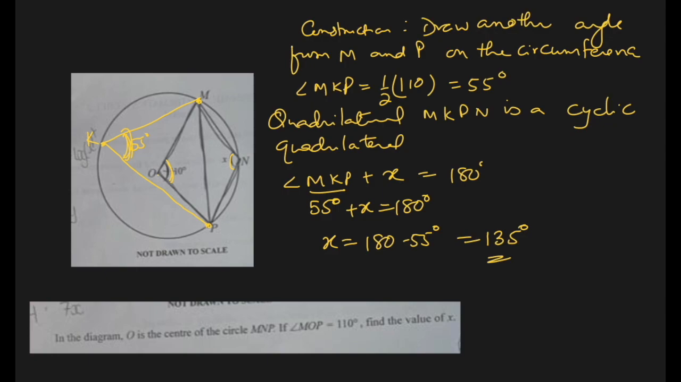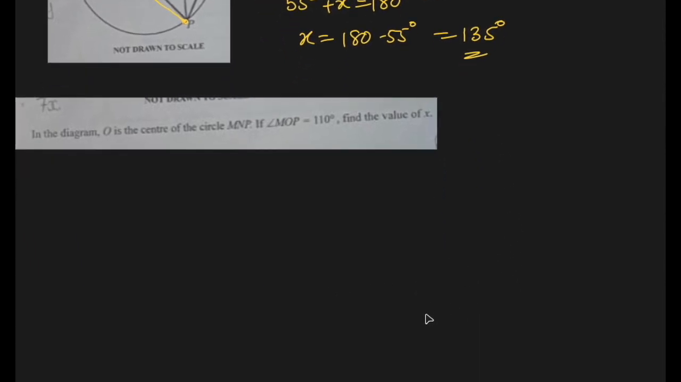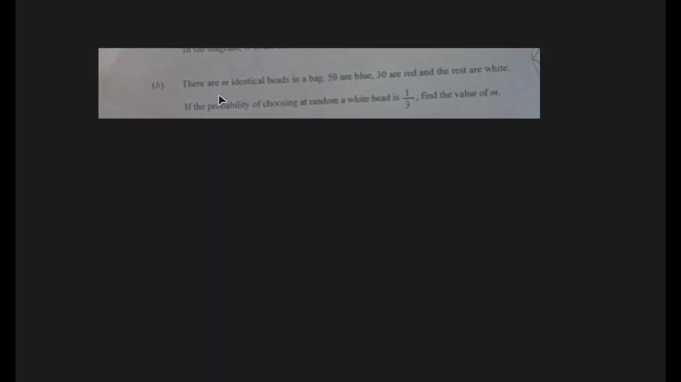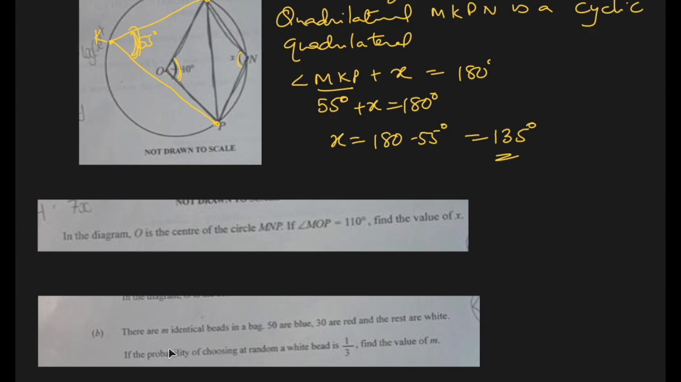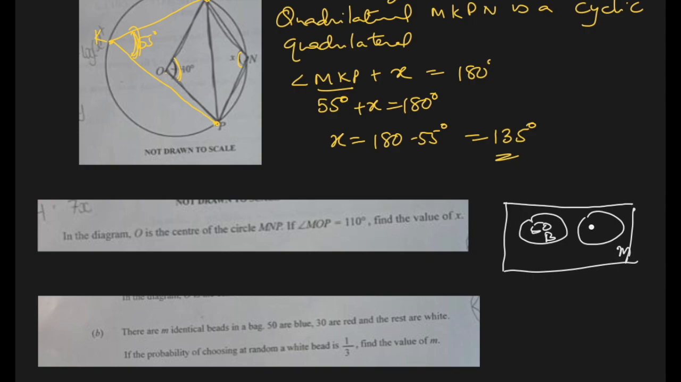Let's see if we have another part for this. So we have it actually. So there are m identical beads in a bag. 50 are blue, 30 are red. So we do not know how many more make m. So let's try to visualize this, okay? We have total m beads. So 50 are blue and 30 are red. Rest are white.